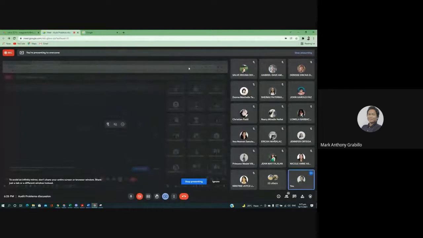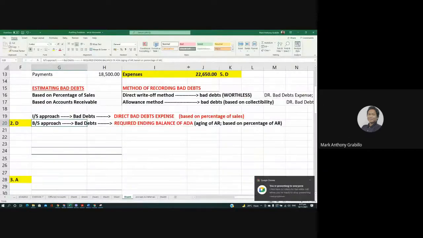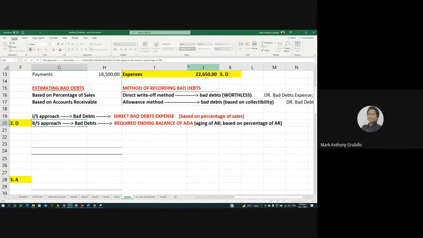Alright. Okay. So, nagigets po ba, class? Nakukuha po ba? Yes po, sir. Ayan. So, pag income statement approach, anong nako-compute? Bad debts expense. Kapag balance sheet approach, ang nako-compute, required ending balance ng allowance for bad debts or allowance for doubtful account. Ano yung mga example ng balance sheet approach? Yun yung sinabi kanina. Based sa percentage ng accounts receivable or based sa aging ng accounts receivable. So, pwede po yan. Marami kasing method for balance sheet approach.